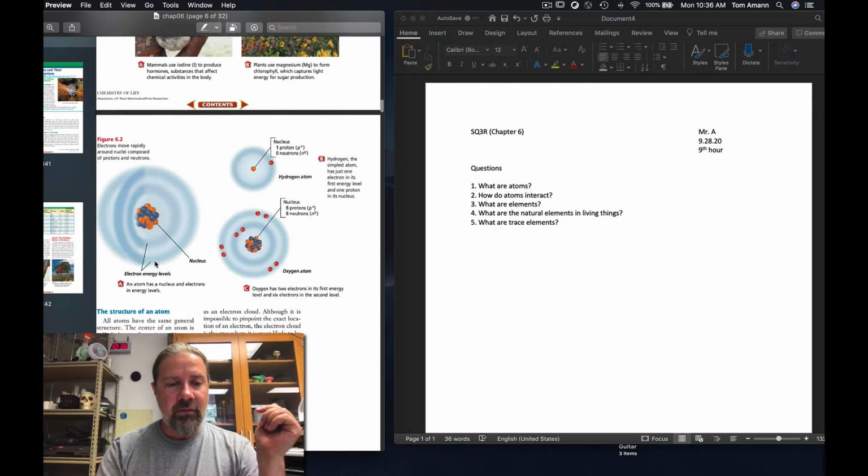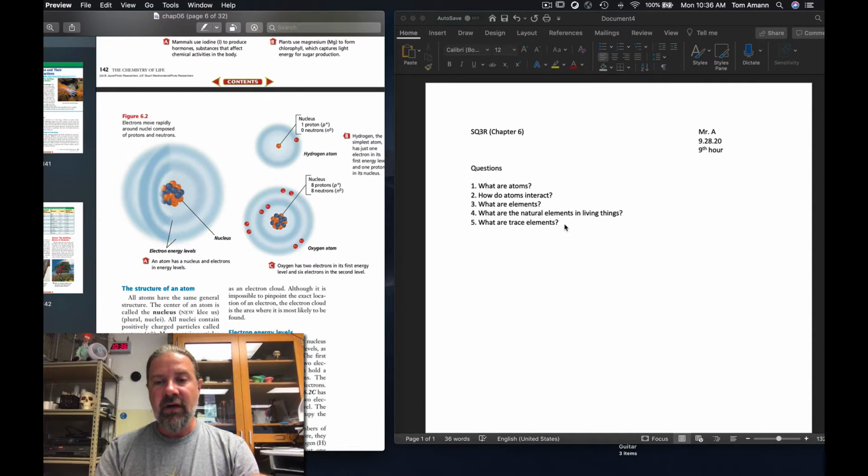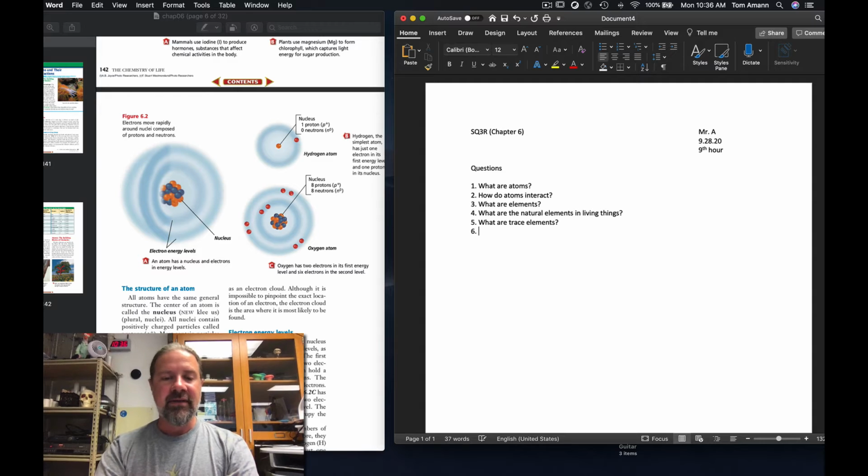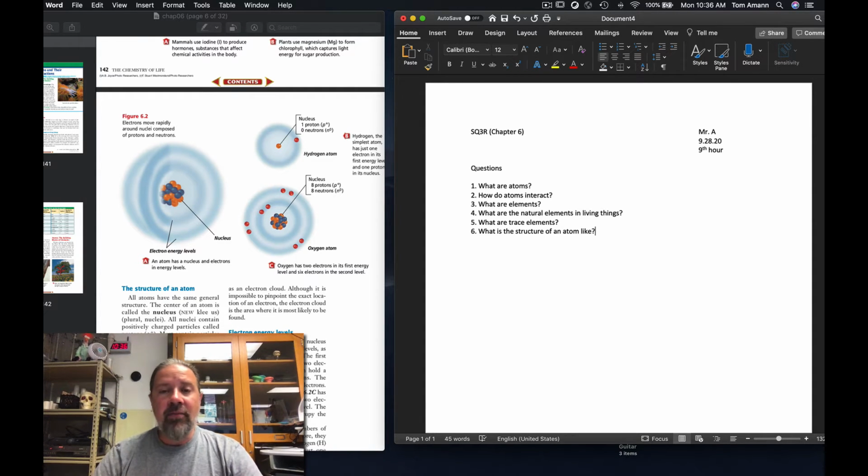Let's go ahead and take one more look here. The structure of an atom. So I could say something like, what is the structure of an atom like? Okay, so I'm basically rearranging those words into something grammatically correct and sounds good. You can see it's not always like what is. You sometimes have to work a little bit and say it out loud. And if it sounds good and it sounds reasonable, grammatically correct, go ahead and get it on your sheet.